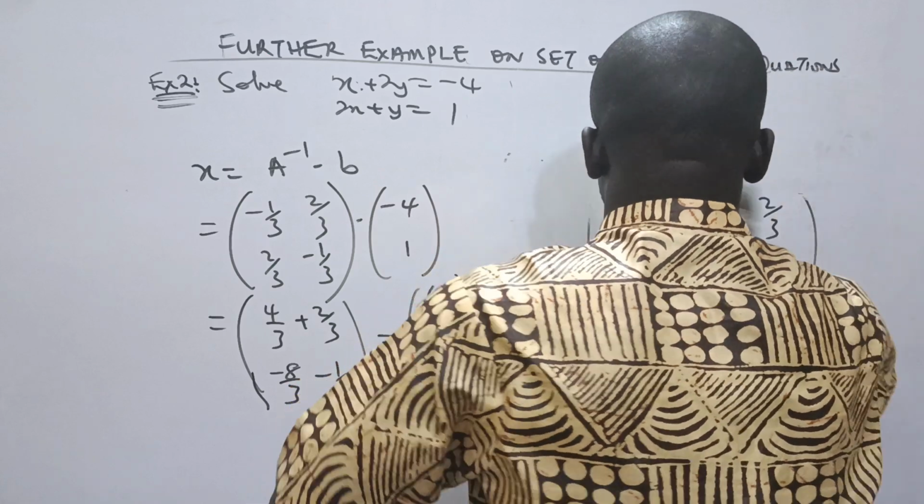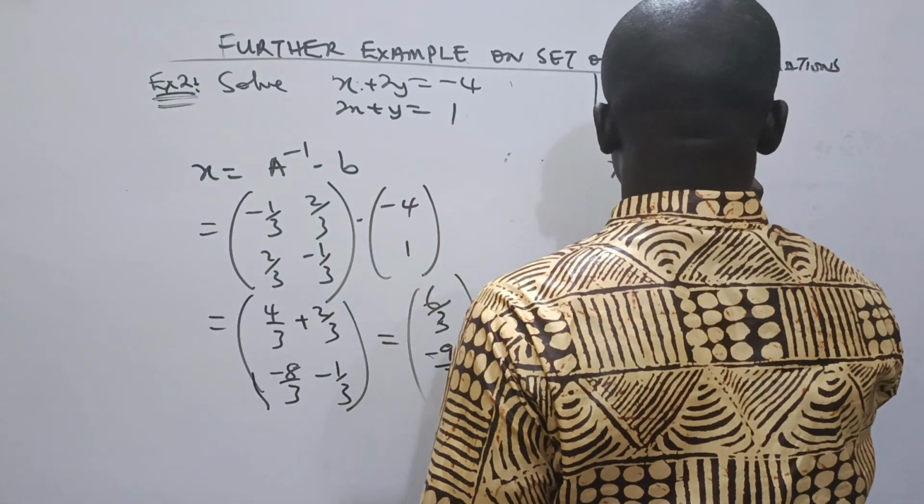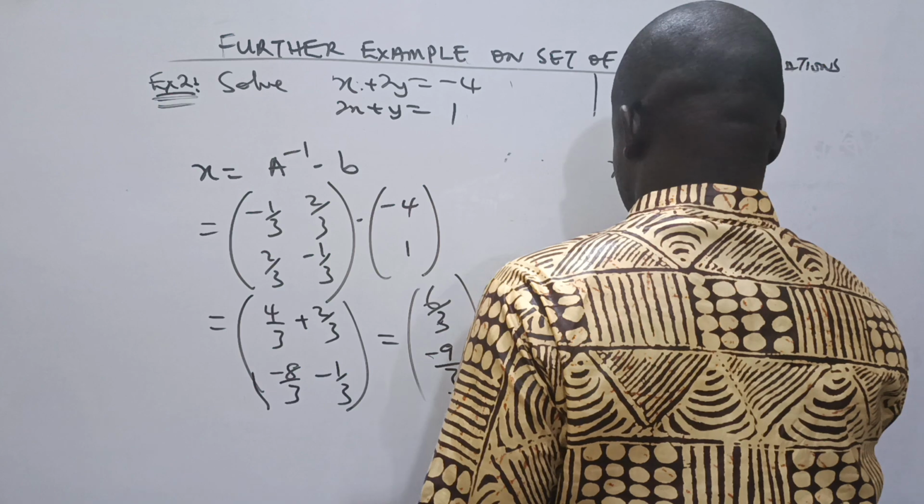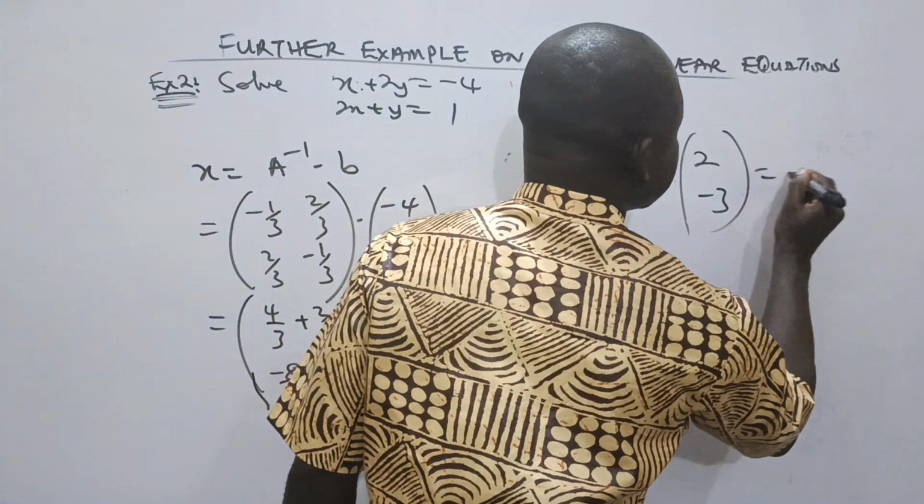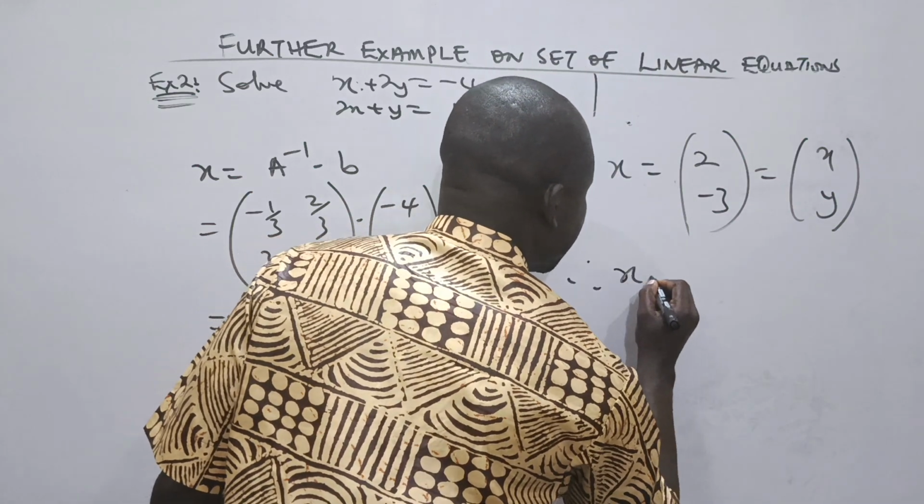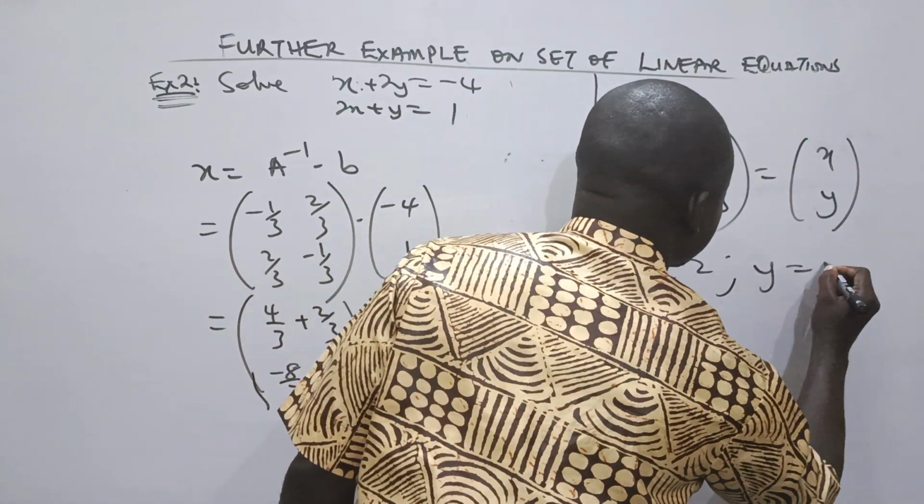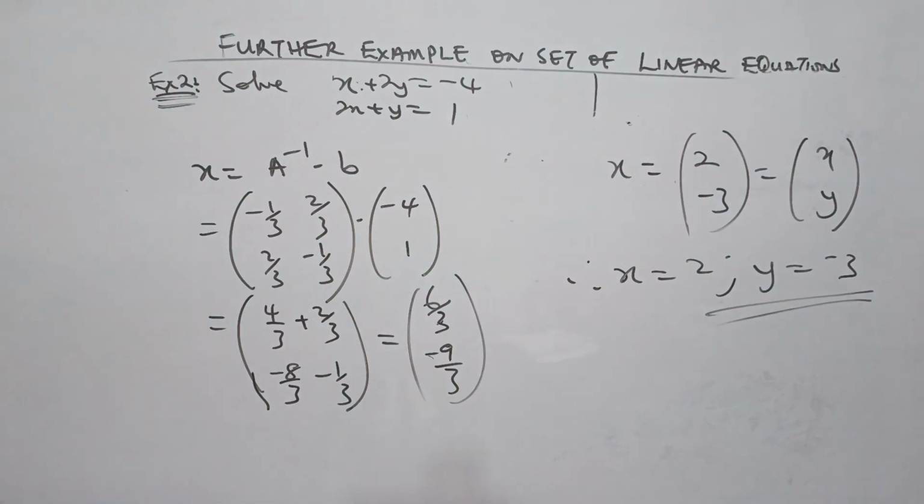Then from there, we are going to get X to be equal to 2 and minus 3. Then what is X? X is the same thing as x all over y. So therefore, the value of x is equal to 2 and y is equal to minus 3, as we had it when we used Cramer's rule. So if you apply this method also, you are still going to get the same answer.